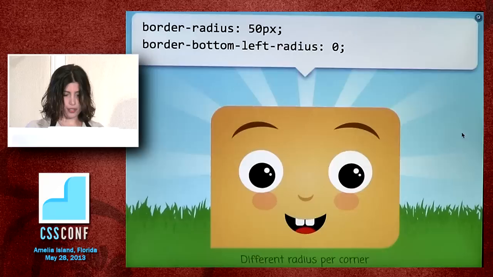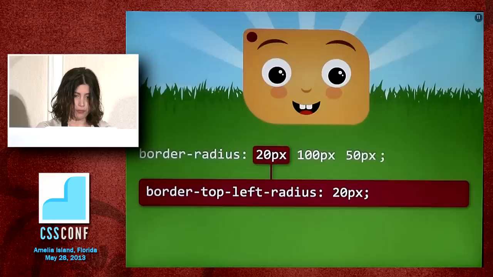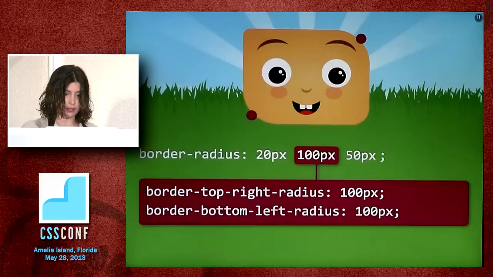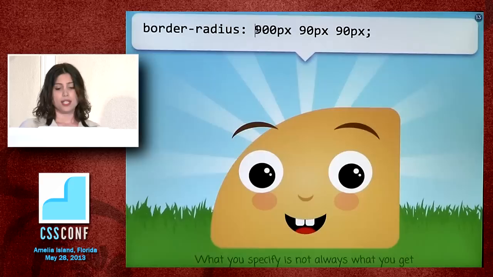So this summarizes how it works. When you have 2 values, each corresponds to 2 corners. If you have 3 values, the first one corresponds to just 1 corner at the top left, and the third one as well, and the second one corresponds to 2 corners, the top right and the bottom left. And when you have 4 values, each one just sets 1 corner. I'm sure many of you have heard that you can set different values for different corners before. So this is where things start to get interesting.